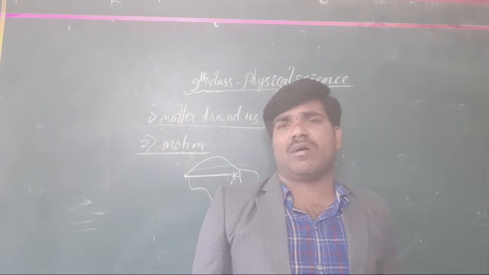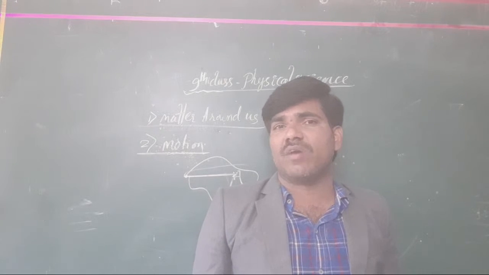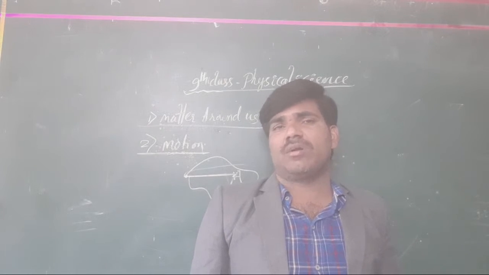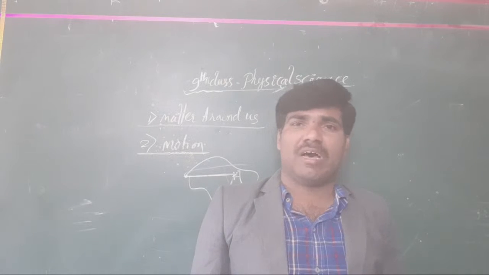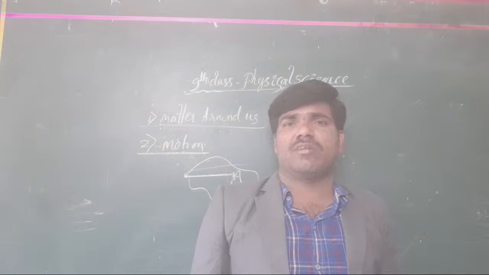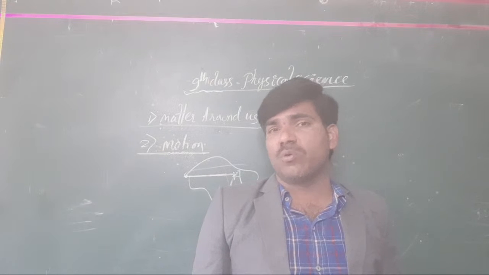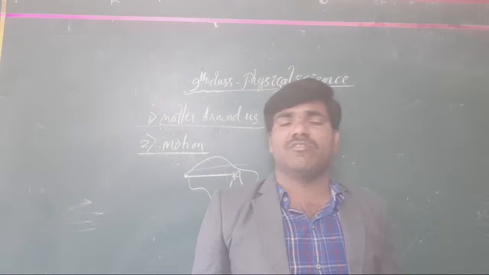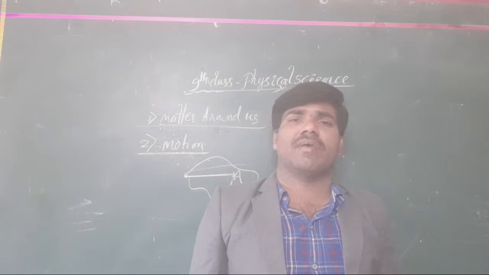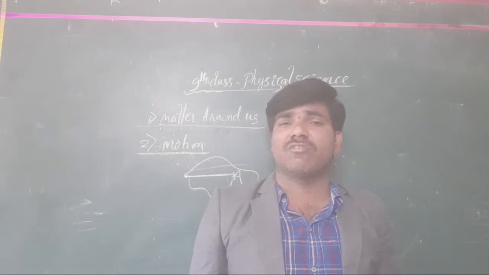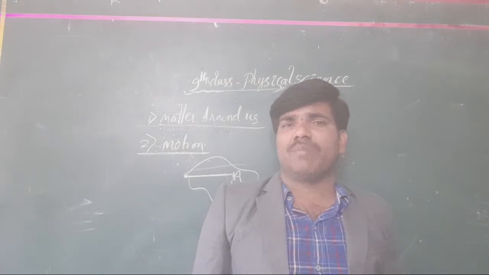And there are three main relations we have taken, based on distance, displacement, velocities, accelerations and time. Clear or not, all the students? That is v is equal to u plus at, v square minus u square is equal to 2as, and s is equal to ut plus half at square. These are all very important.